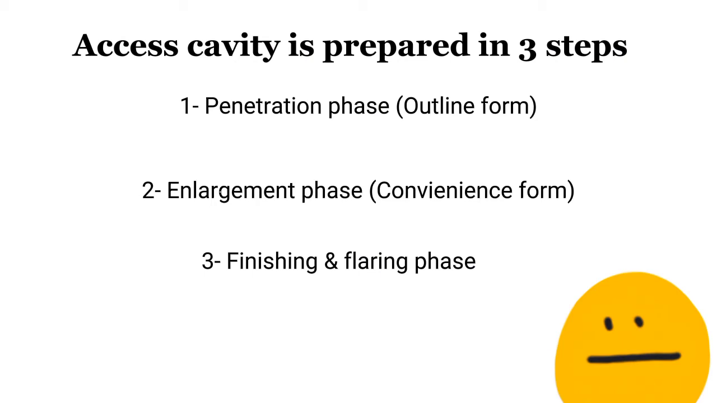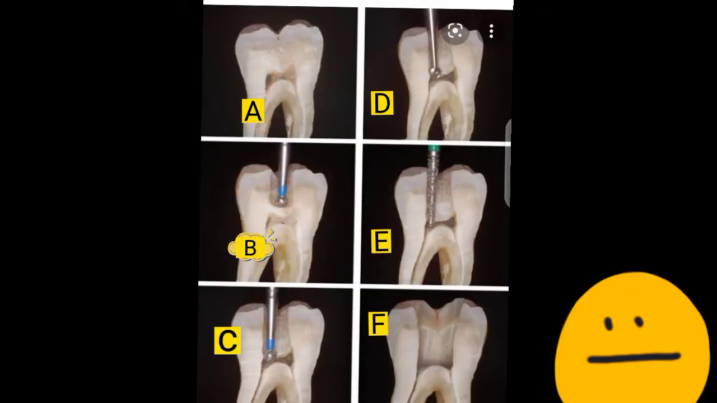Access cavity is prepared in three steps. Number one, the penetration phase, that is outline form, where we drill or drop with the round burr into the chamber. The second is the convenience form. In this phase, the cavity is enlarged by using pulling out or scooping out motions of the burr. The third phase is the finishing and flaring phase, in which we remove the remaining carious dentine and restorations by using a tapering fissure burr that is used to create divergent walls that make easy access to the orifice, the root canals and instrumentation.